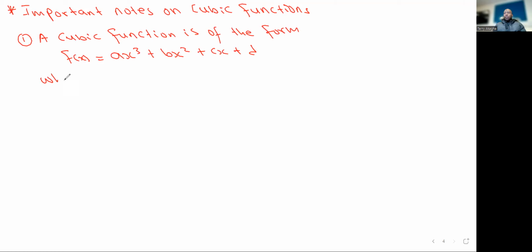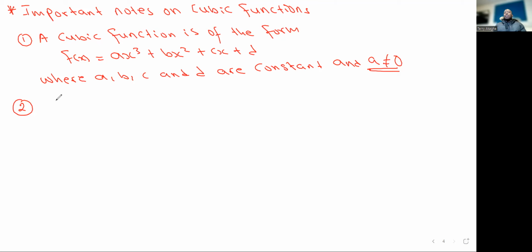So in this case, a, b, c, and d are what? Constants, okay? I've told you, and also emphasized, that a can never be equal to 0. And I told you that a is the cubic coefficient, b the quadratic coefficient, c the linear coefficient, and d a free term. We talked about that earlier.